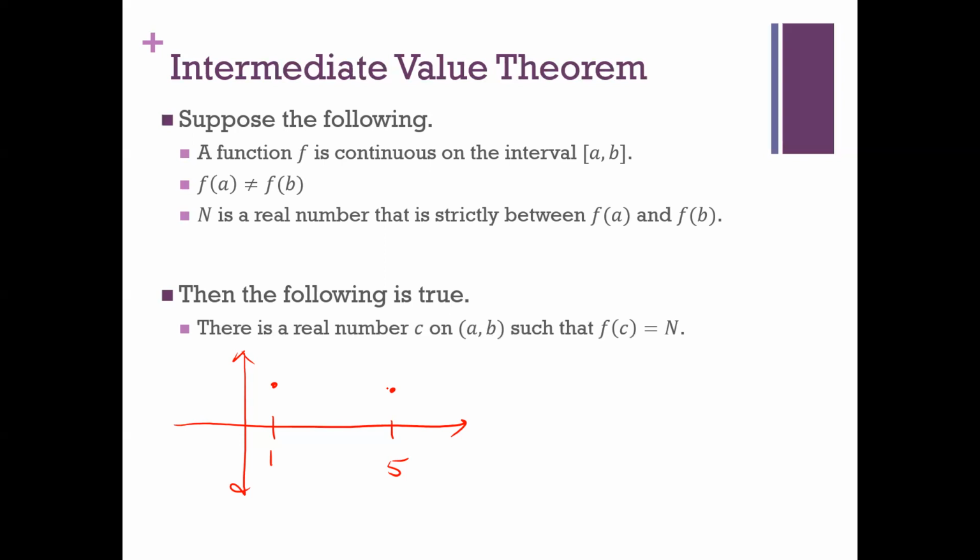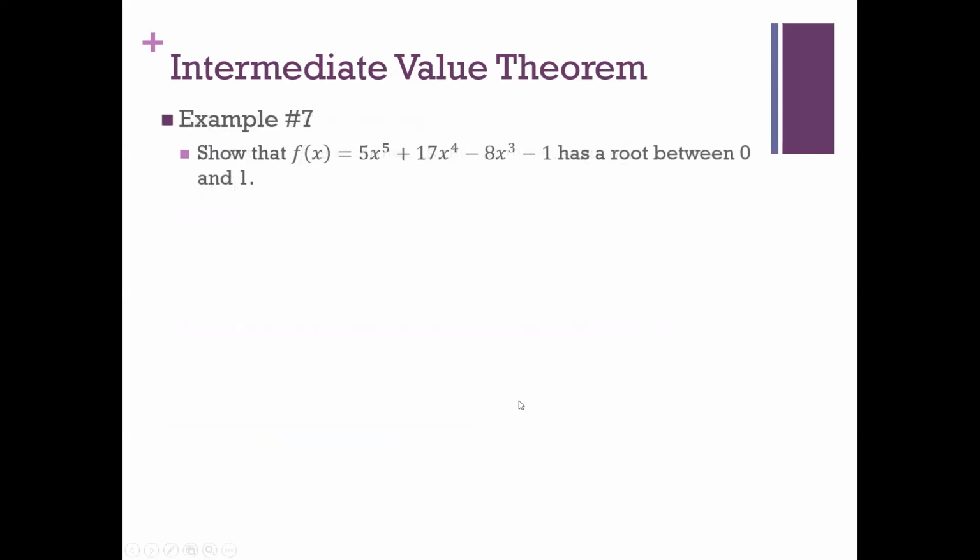Anything else? All right. So I want to show that this polynomial has a root between 0 and 1. So I want to try to make use of this intermediate value theorem. So let's just go through the conditions. What's the first condition of this intermediate value theorem?